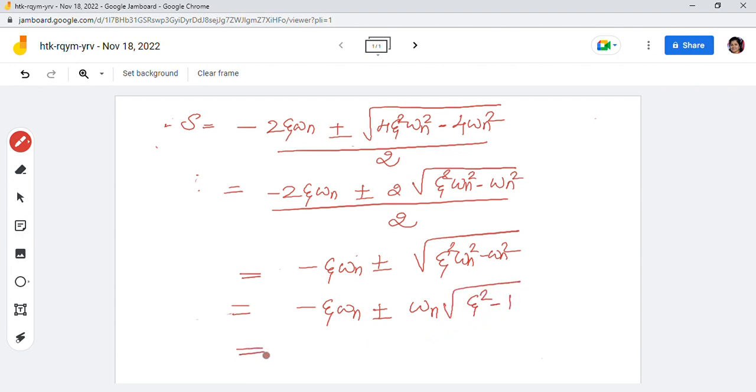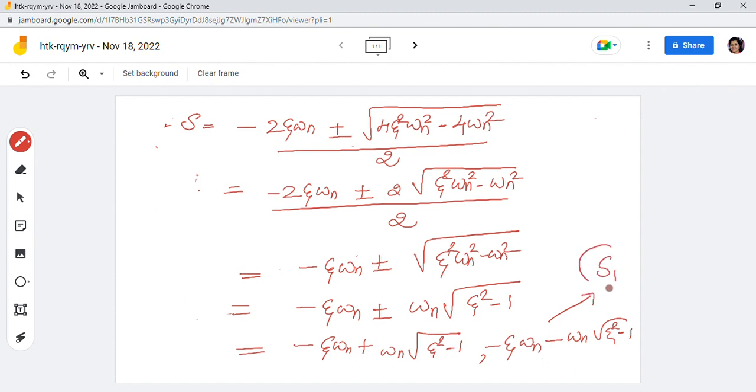Now we have two roots here: minus eta omega n plus omega n into root of eta square minus 1, and the other root is minus eta omega n minus omega n into root of eta square minus 1. We can take the first value as s1 and the second value as s2. This is s1 and s2.